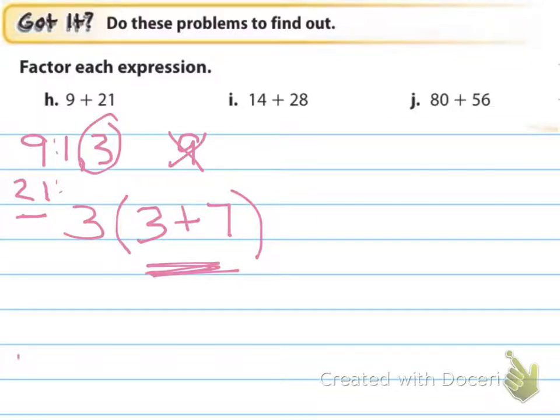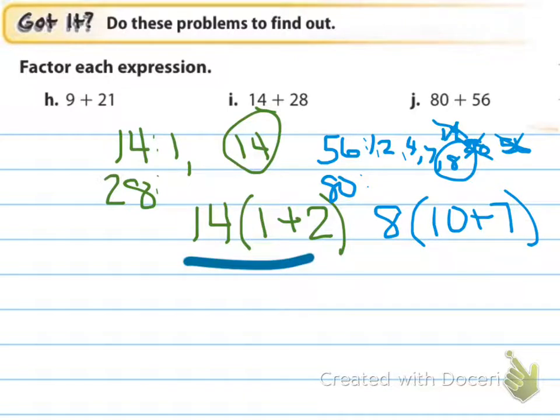All right, and here are my answers. For I, I got 14 times 1 plus 2 in parentheses. And for J, I have 8 times 10 plus 7 in parentheses. And J took me a little bit of time because 56 has a lot of factors. But I just kept working at it and looking at my big numbers and saying, okay, does 56 go into 80? No. Does 28 go into 80? No. Does 14 go into 80? No. Does 8 go into 80? Yes. And then I worked from there.